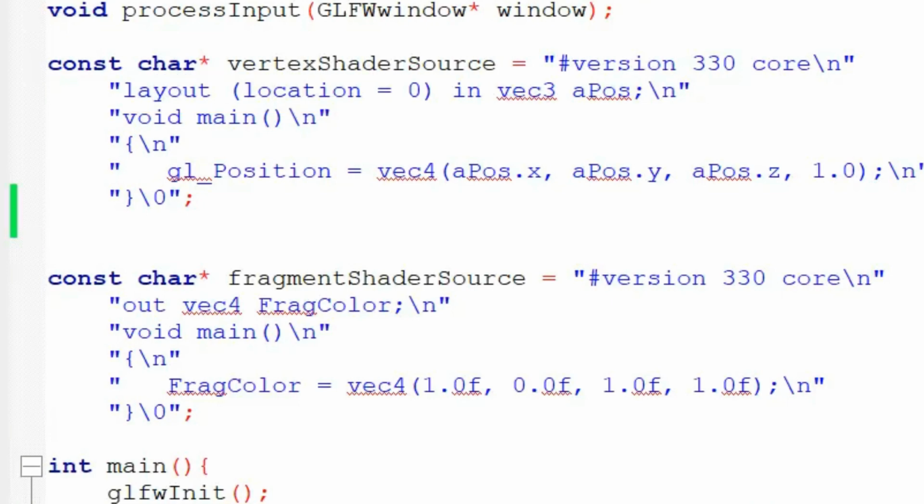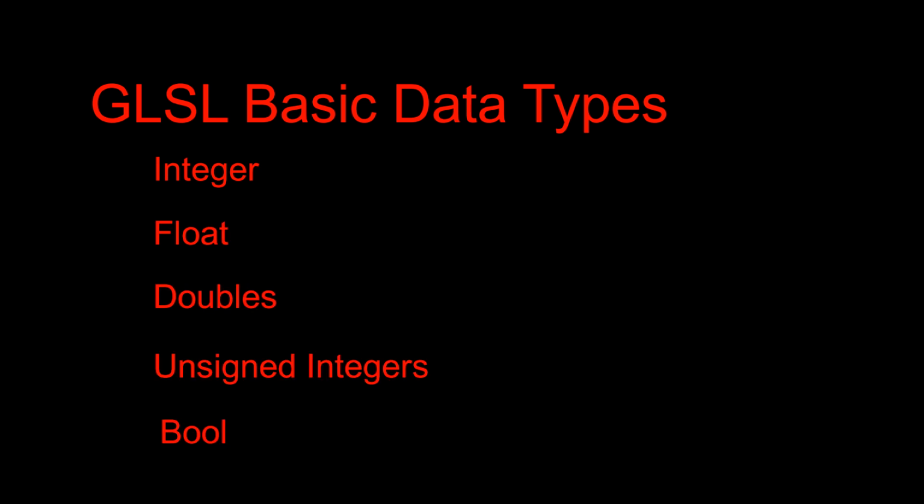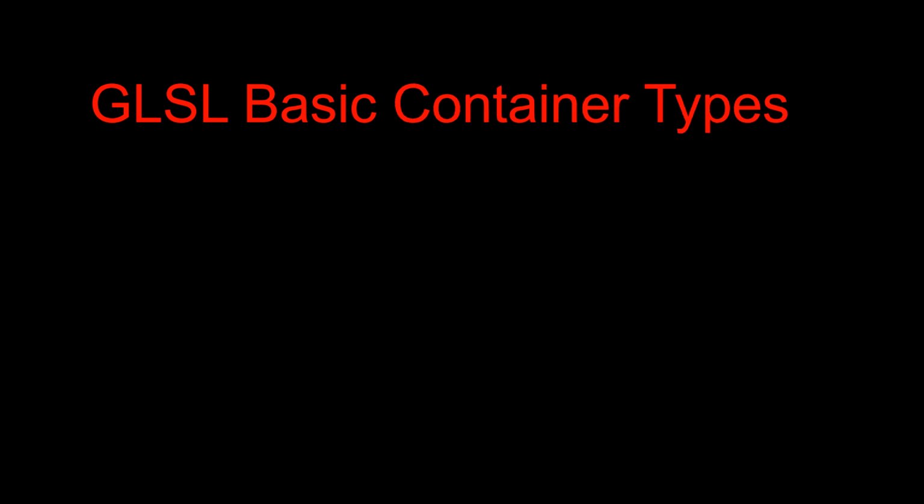Like any other programming language, GLSL has many data types that we can work with. The most basic data types are integers, floats, doubles, unsigned integers, and booleans. It also has two container types that we will be using, which are vectors and matrices. Now in order to show you what I just said with an example, we are going to do it practically.